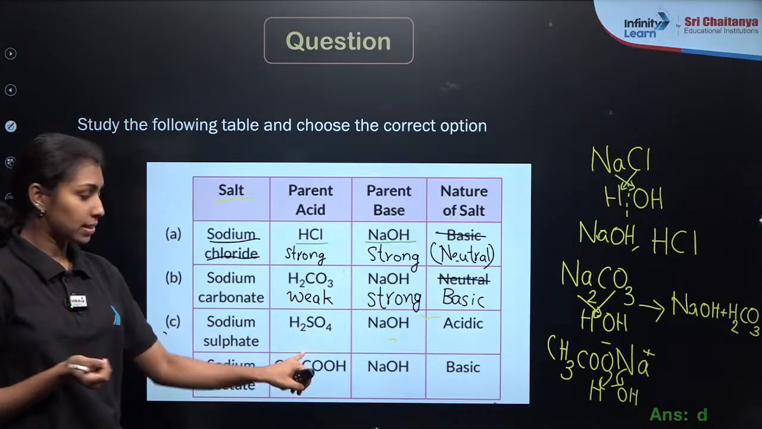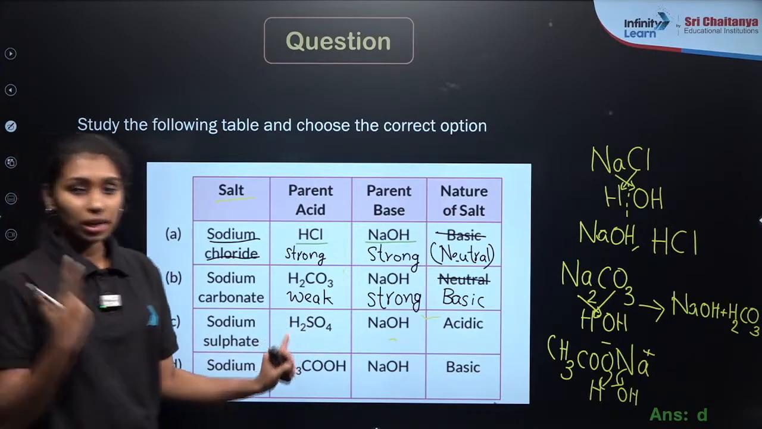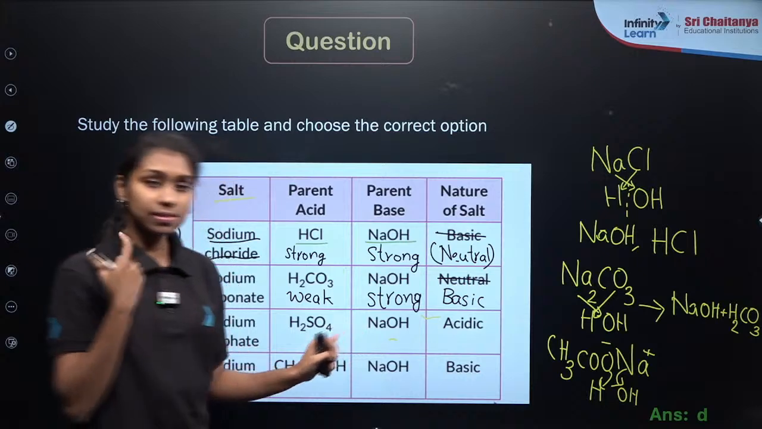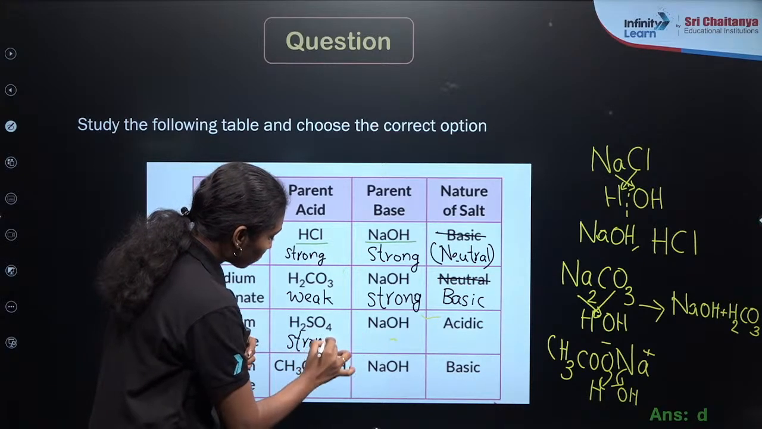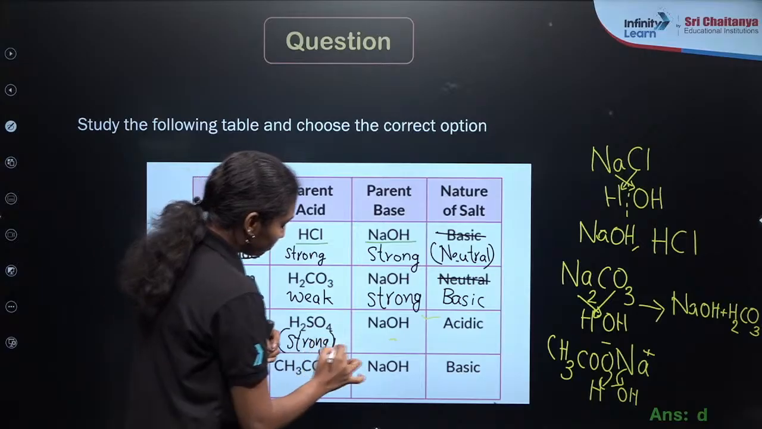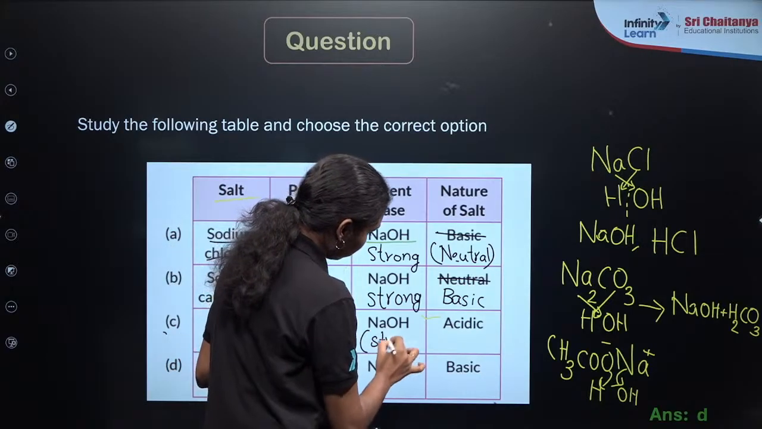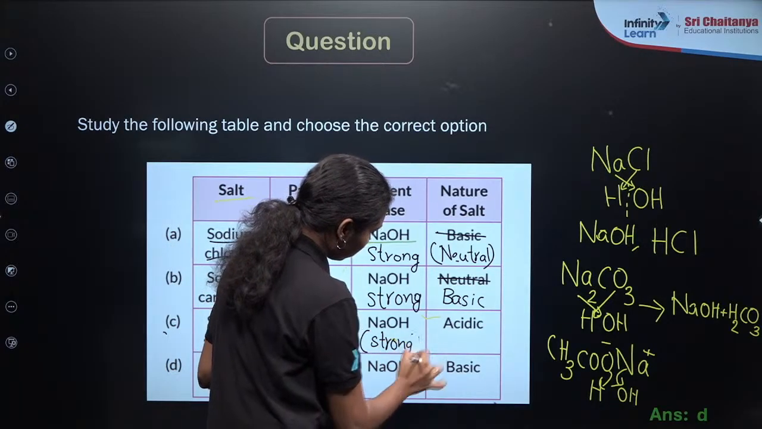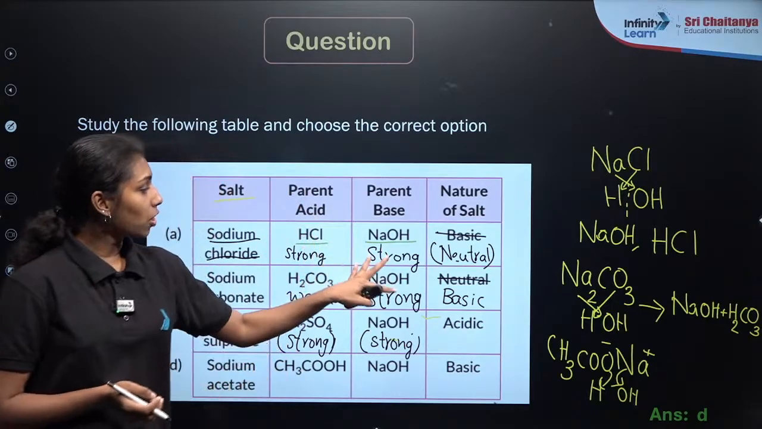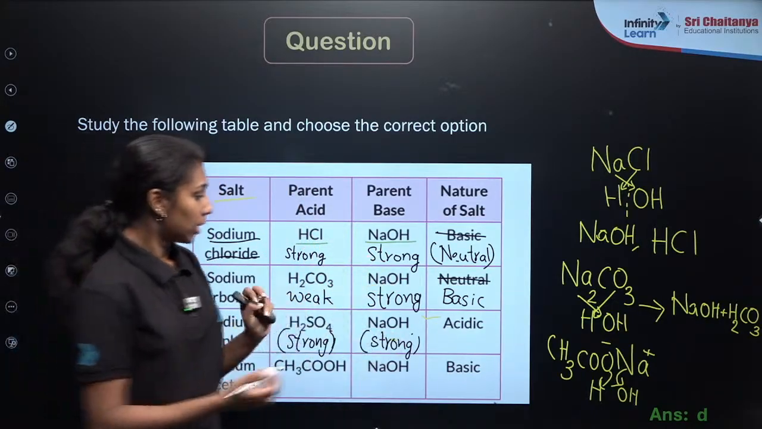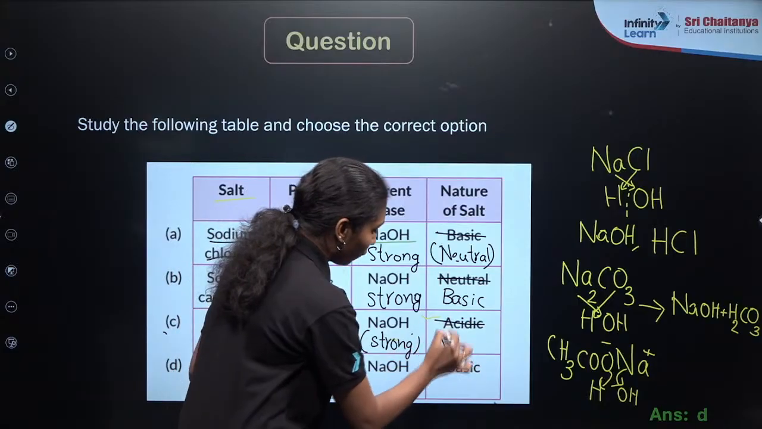H₂SO₄ is a strong acid. Sulphuric acid is a very strong acid. Then NaOH is a strong base. So if you are again comparing a strong acid and a strong base, what will be the nature of the salt? Neutral, right? A strong acid and strong base will combine to form a neutral salt. So this will be neutral here instead of acidic.